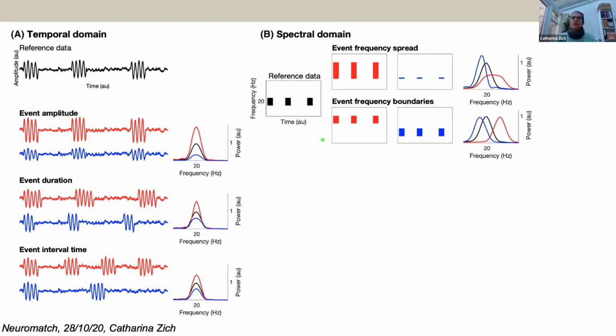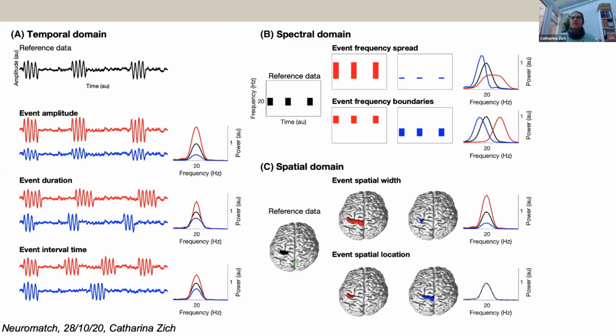So again, we have here our reference data. Bursts might exist in this location in the brain. Bursts might be wider or smaller. So the spatial width can be a parameter, and depending on the location, the power spectrum might actually change or might be similar. Also, spatial width can be the same, but the location might change in space. So bursts might be more anterior or medial or posterior or lateral to a reference position. And again, depending on the position, the power spectrum might change or might be identical.